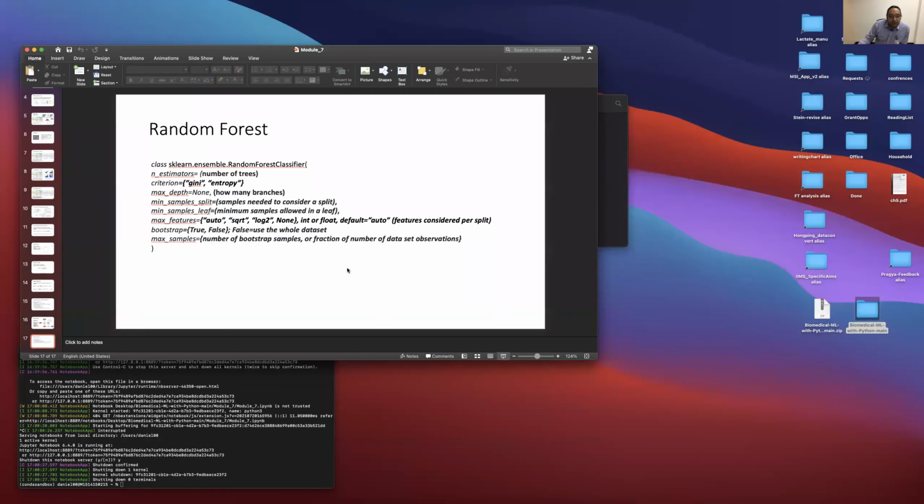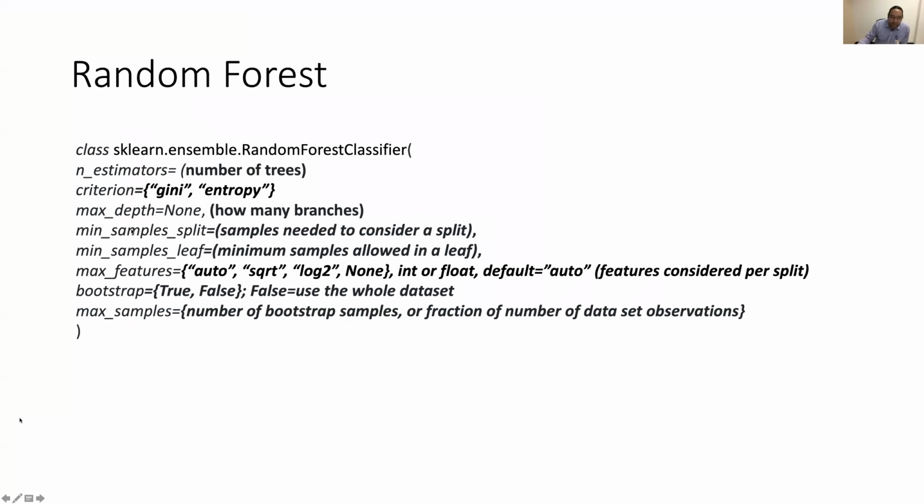Max depth is just how many branches. Okay, so this is kind of important. You know how I said you could keep splitting and splitting until eventually you have one sample in each one of these leaves? Well, the split right before that had only 2 samples to consider. Do you see what I'm saying?